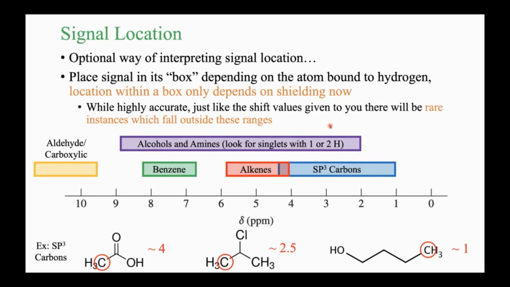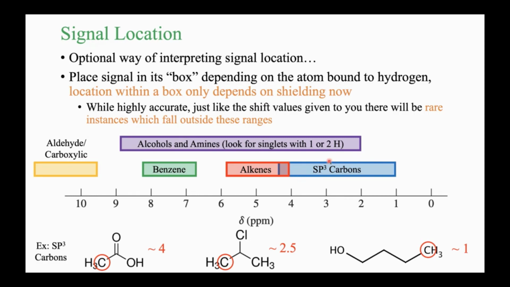They did this box method where you familiarize yourself with mainly the sp3 carbons, the benzene, and the aldehyde and carboxylic acid blocks. And you place a signal in its box depending on the atom bound to hydrogen. So look at the examples down below. All of those carbons that I've circled are sp3 hybridized because they've got 4 sigma bonds. Once you place it in the sp3 carbon box, the highest it can ever go for ppm shift values is like 4, 4.5.